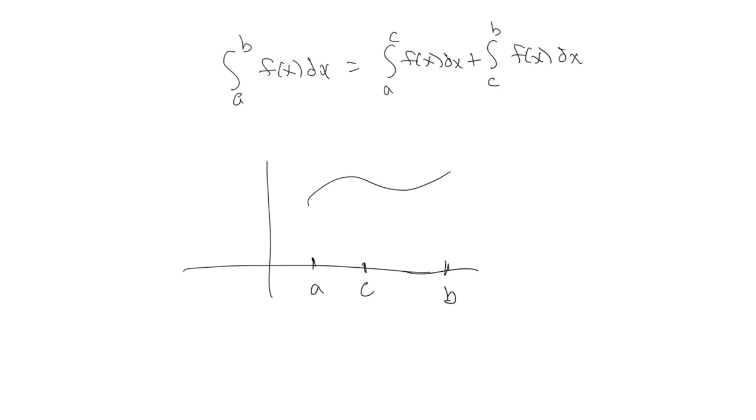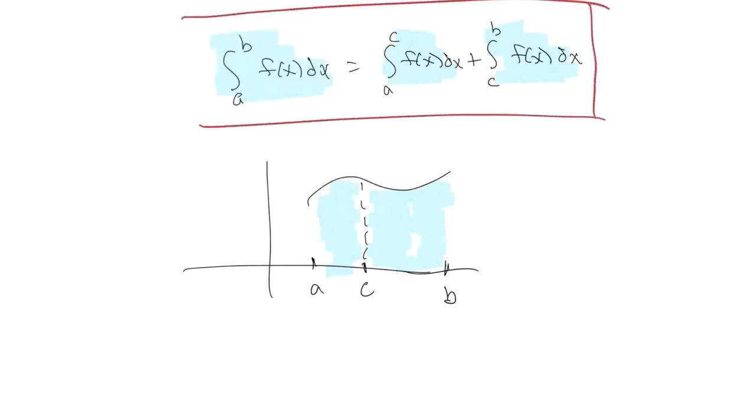So my integral from a to c, I'm calculating here. And then the integral from c to b, I'm calculating that area. So of course the integral from a to c plus the integral from c to b is going to equal all the area under the curve. So the last property we'll look at in this section is the integral from a to b will equal the integral from a to c plus the integral from c to b, of course c being somewhere between a and b in the interval of our function.